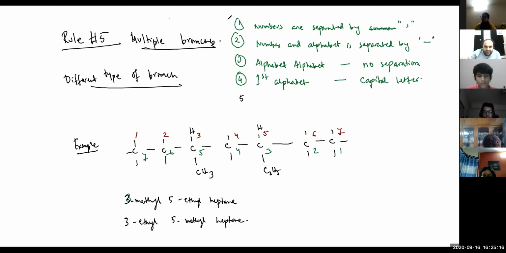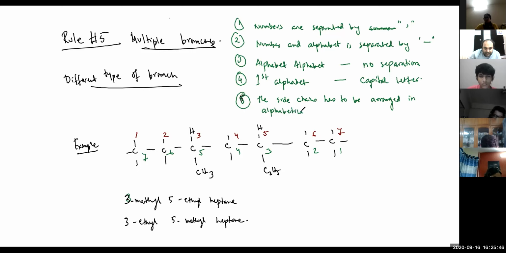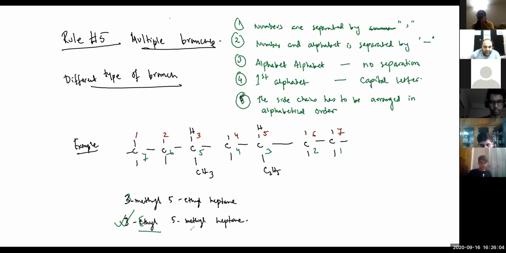So point number 5. The side chains have to be arranged in alphabetical order. তাহলে এটা কি 3 methyl 5 ethyl হবে নাকি 3 ethyl 5 methyl heptane হবে? নিচেরটা, first 3 methyl 5 ethyl heptane. নিচেরটা 3 ethyl 5 methyl heptane. So তার মানে কি আমাদের অর্ডার কি?